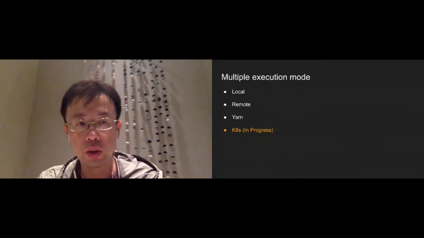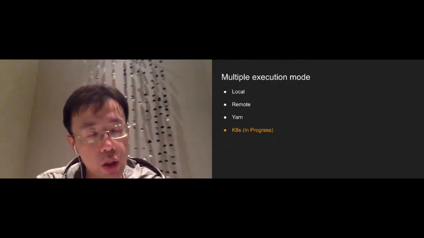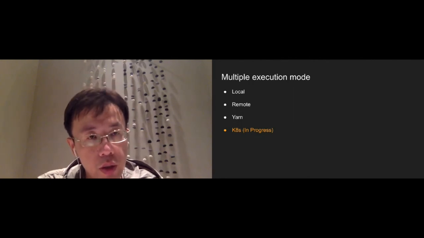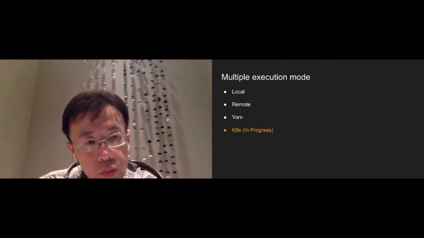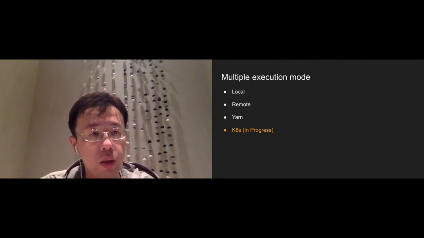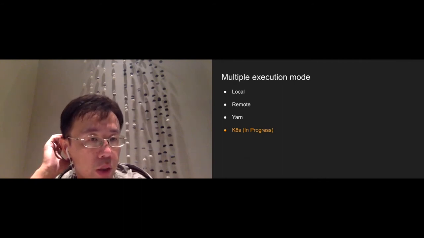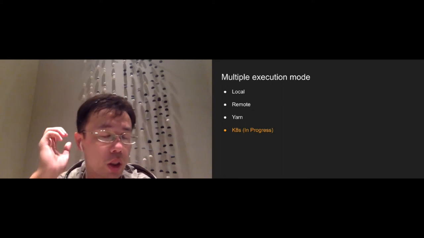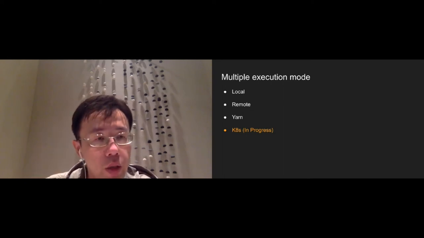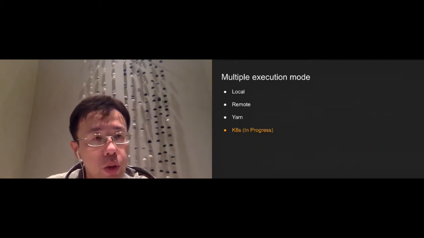The third model is the Yarn model. The Yarn model means that you can create a Flink cluster in the Yarn cluster, and then you can submit jobs to this cluster. Another execution model is Kubernetes, but actually it is not implemented yet, and it is in progress. So the Zeppelin community is trying to do that in the next release.